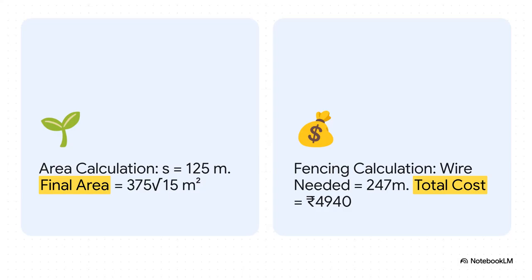First, the area. You'll calculate S, which comes out to 125. You plug everything into the formula, and bam! The area for the grass is 375√15 square meters. Done. Now for the fence. The total perimeter is 250 meters.